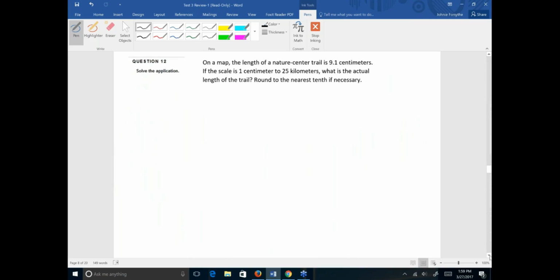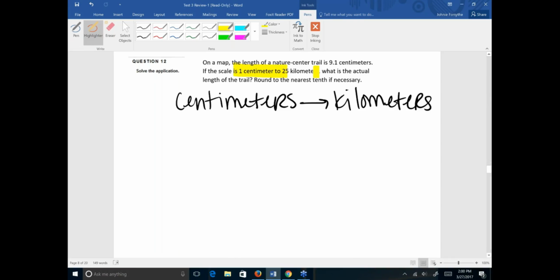Okay, so on a map, the length of a nature-centered trail is 9.1 centimeters. If the scale is 1 centimeter to 25 kilometers, what is the actual length of the trail? Round to the nearest tenth, if necessary. So we're trying to convert centimeters on this map into kilometers. And the way we're going to do that is we're going to use this scale here. 1 centimeter equals 25 kilometers.